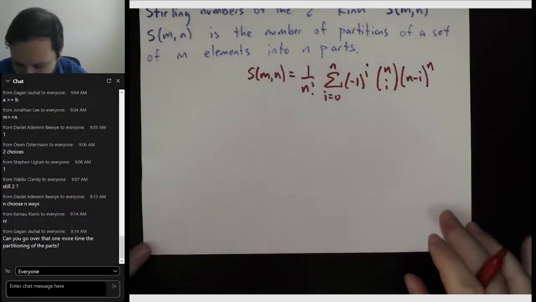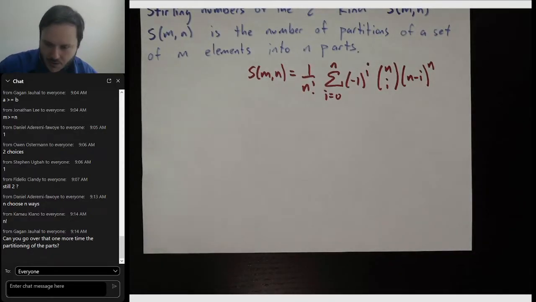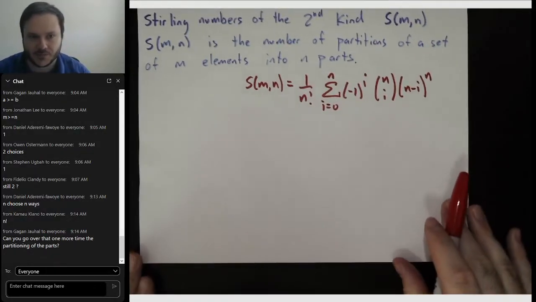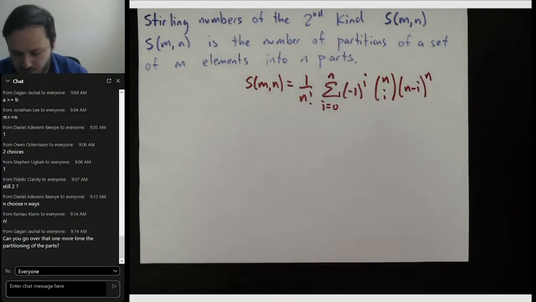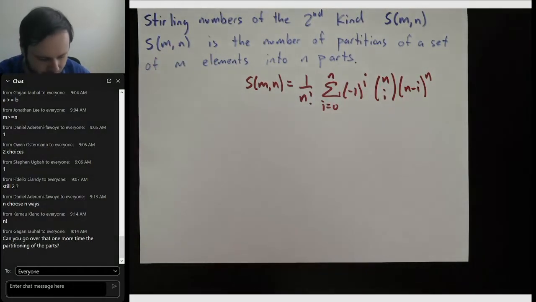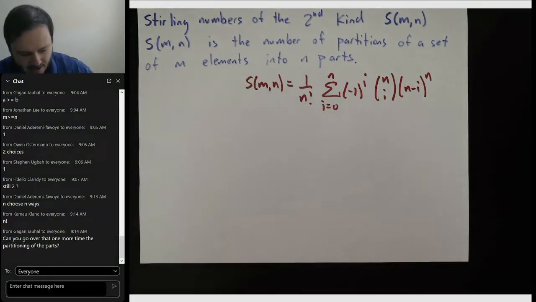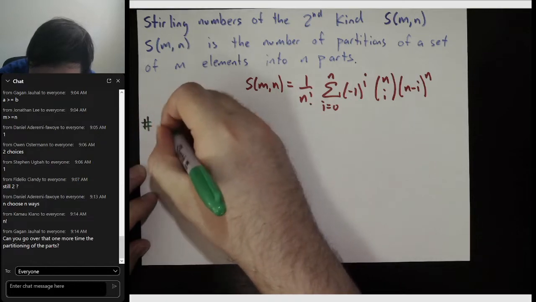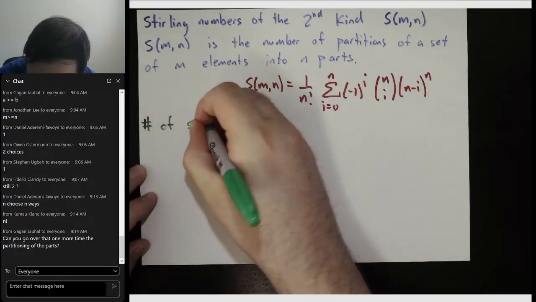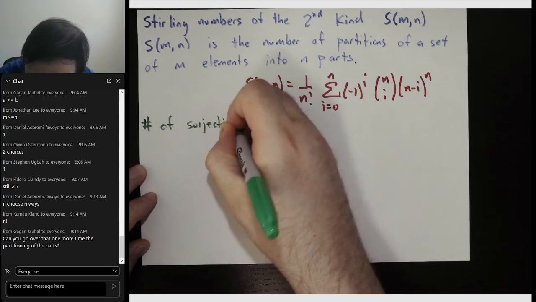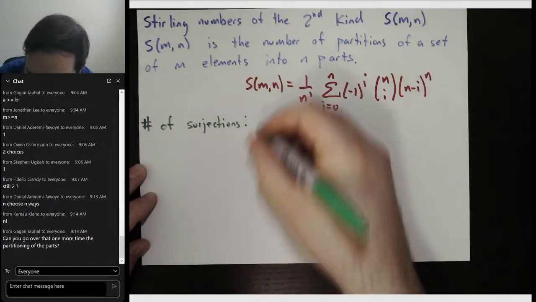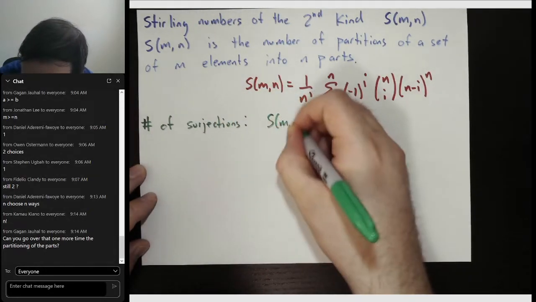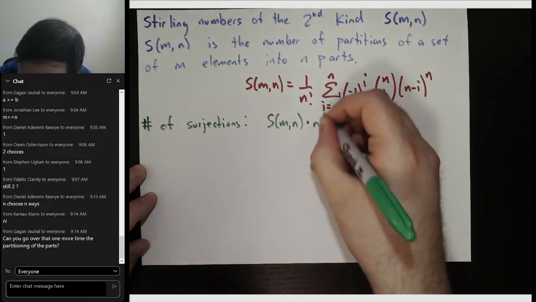Ends up looking like that. But you don't have to know this formula. All we are worried about is S of M comma N. And our number of surjections, using our rule of product from before, is S of M comma N times N factorial.